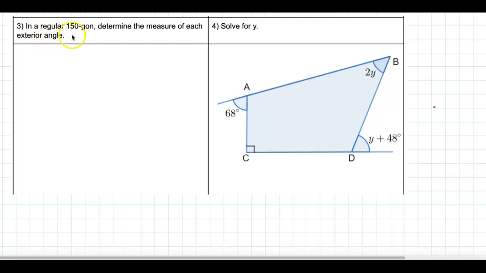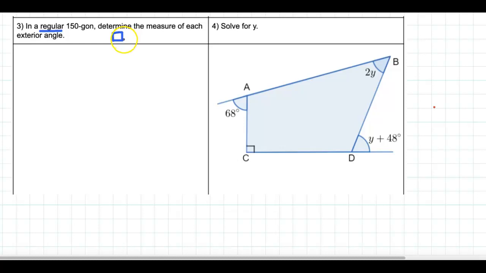Alright, so in a regular 150-gon, what does that mean, regular? Well, it means that all the angles and all the sides are equal. They're all congruent. So an example of that would be like a square. Okay? So all the interior angles and all the exterior angles are equal to each other.